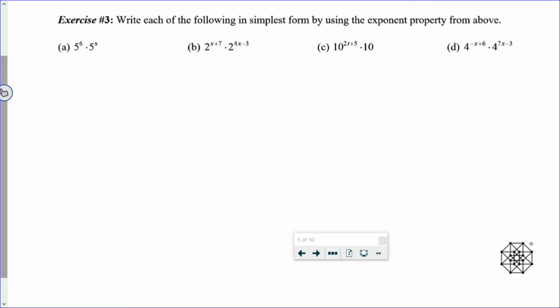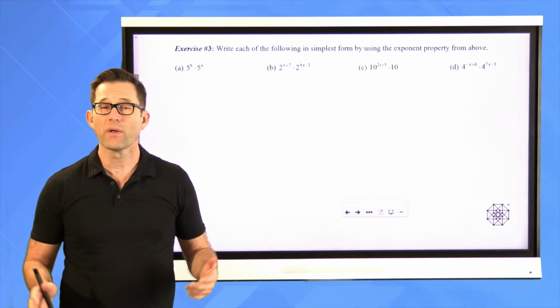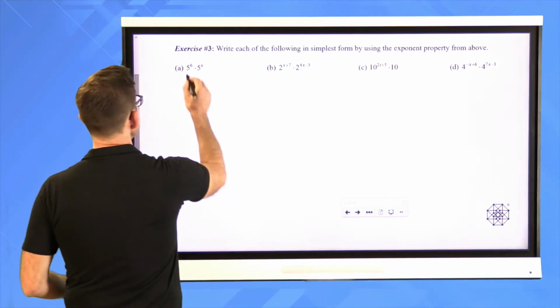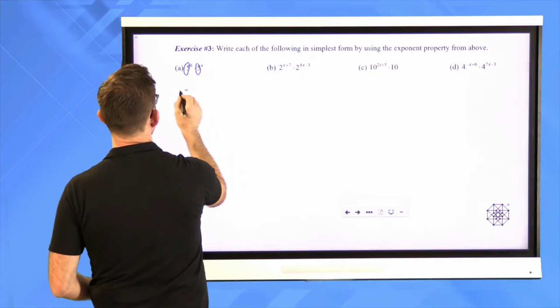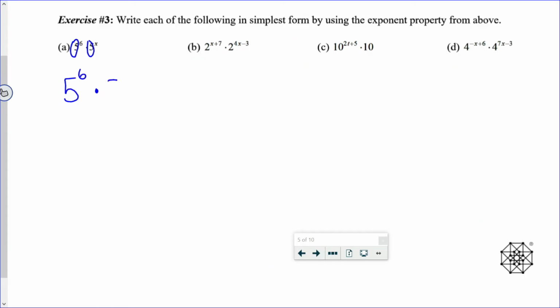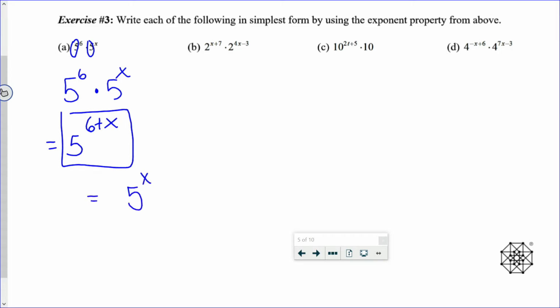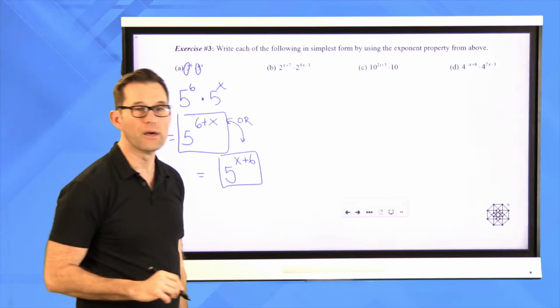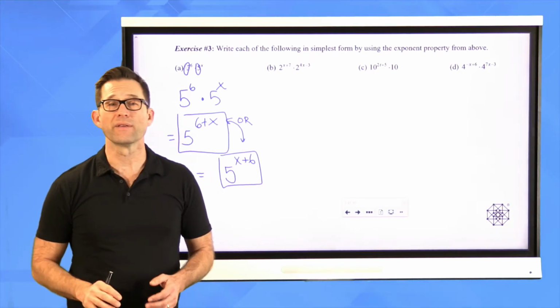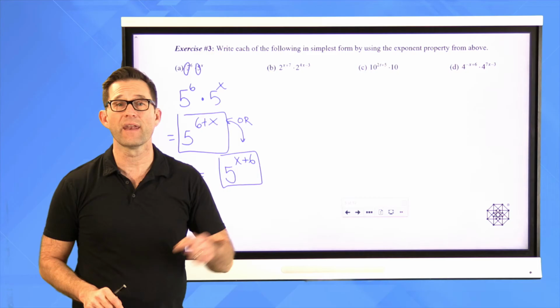So, for instance, letter A, 5 to the 6th times 5 to the x. Awesome. Well, again, that exponent property says as long as these two bases are the same, and they are, then I can write 5 to the 6th times 5 to the x as 5 to the 6 plus x. And that's a great way to leave it, or if you really want the x to be first, it could be 5 to the x plus 6. That's an or thing though. Either one is completely okay. As long as I'm multiplying two things that have the same base, then I can add their exponents.